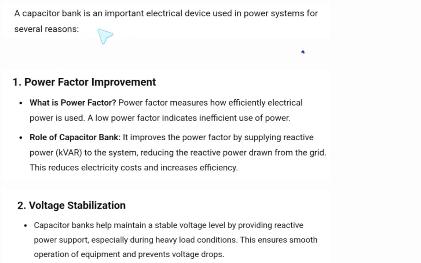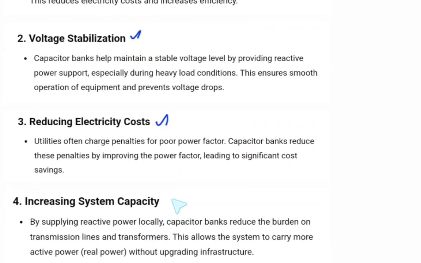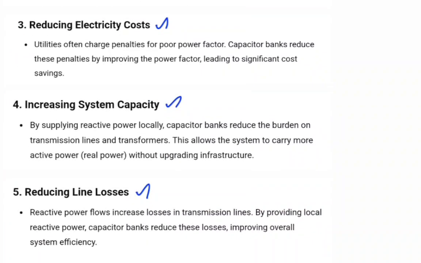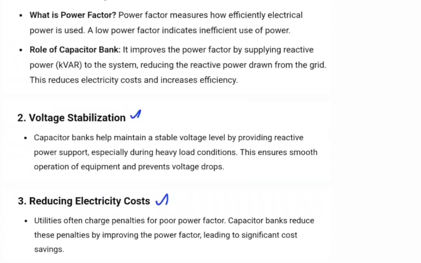நான் உங்கள் Shiva. Today we are going to discuss why the capacitor bank is very important in power system. In the power system, we have several reasons for using it. The first one, power factor improvement; second, voltage stabilization; third, reducing electricity cost; fourth, increasing system capacity; fifth, reducing line losses; sixth, supporting renewable energy systems; and seventh, protection of equipment. So let's see one by one.